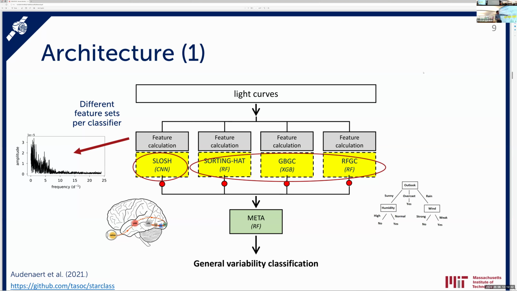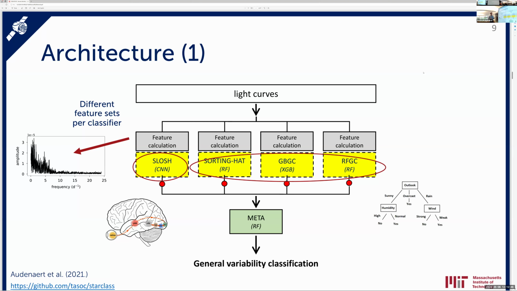For example, here we have a random forest, and there we feed the skewness, together with a couple of other features. And we have other classifiers with XGBoost and another random forest, but each of those classifiers is essentially specialized in identifying a particular type of variability.